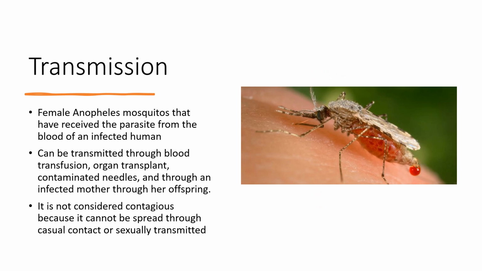So, how is malaria spread? It can only be spread to humans through the female Anopheles mosquitoes that have received the parasite from the blood of an already infected human. It can also be transmitted through a blood transfusion, organ transplant, contaminated needles, and through an infected mother to her offspring. It is not considered contagious because it cannot be spread through casual contact or sexually transmitted.